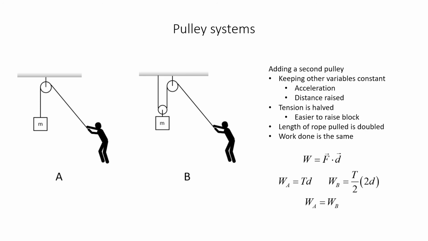In summary, we can see that if we keep acceleration and the distance raised for the block, adding a second pulley makes it easier to raise the block. The tension is actually halved, but the length of the rope pulled is twice as much. That means that the same work is done in both cases.